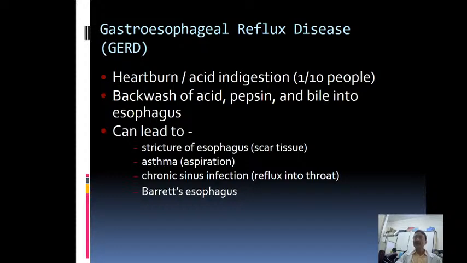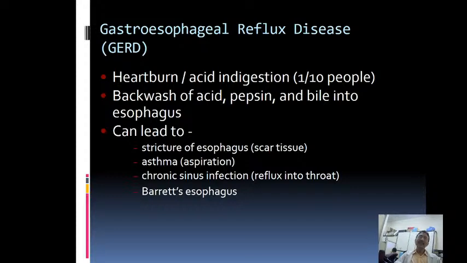If this remains untreated for a long period of time, it can result in a stricture of the esophagus, which is nothing but a fibrosis of the lower end of the esophagus, or it can also get aspirated into the lungs and result in asthma or aspiration, or it can refluxed into the throat repeatedly, resulting in chronic sinus infection, and rarely it leads to Barrett's esophagus. So ultimately then, what is the treatment for this?